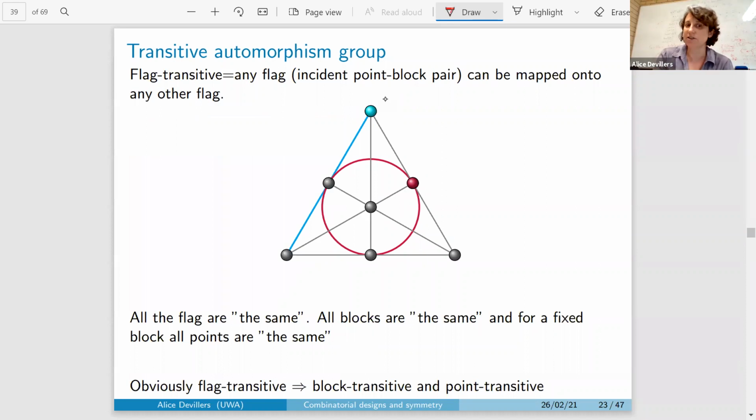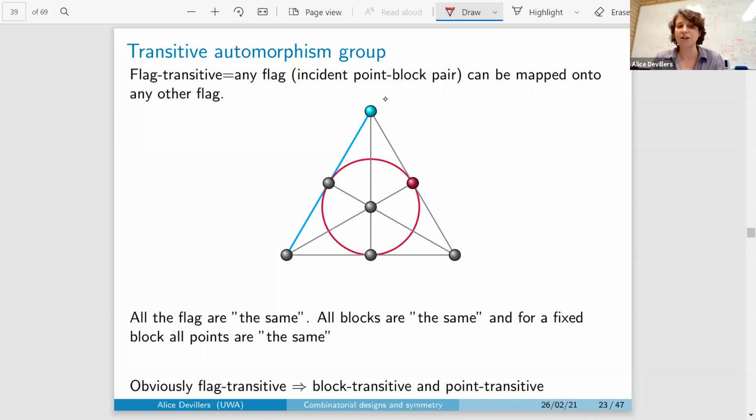So all the flags are the same for a flag-transitive design. Another way of saying this is all the blocks are the same, and if I fix a block, then all points on that block must also be the same. So it needs to be block transitive, and if I fix a block, it needs to be transitive on the points of that block. So that's equivalent to being flag transitive.